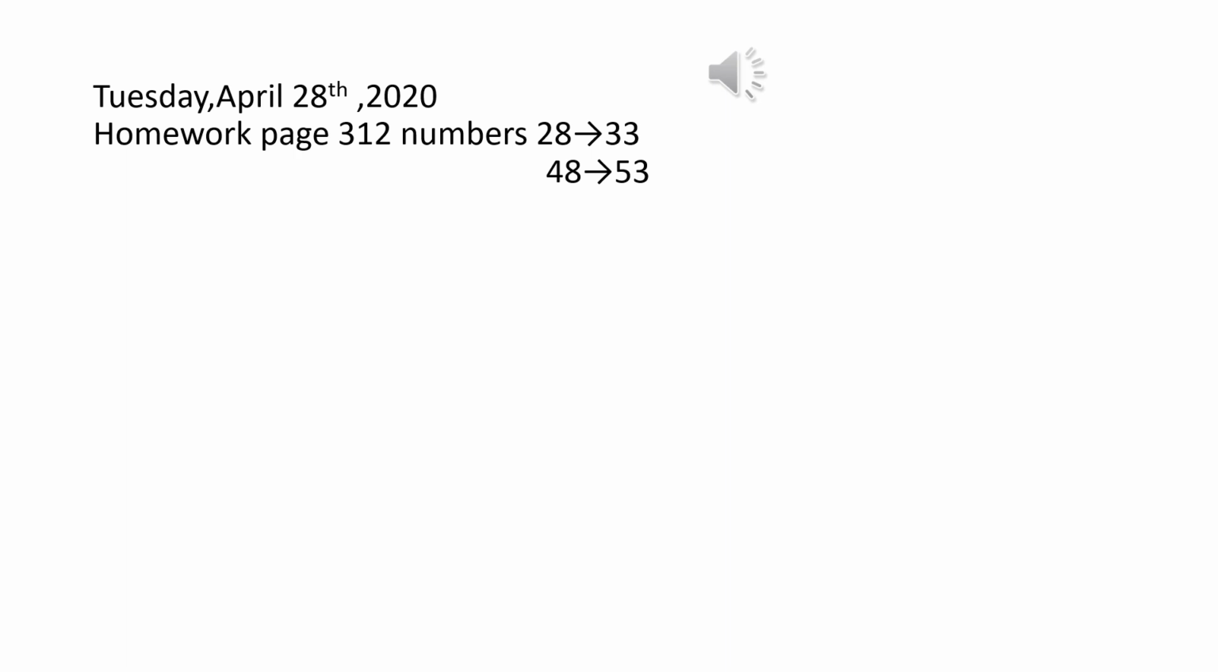For Tuesday, April 28, 2020, please solve page 312, numbers 28 to 33 and 48 to 53.